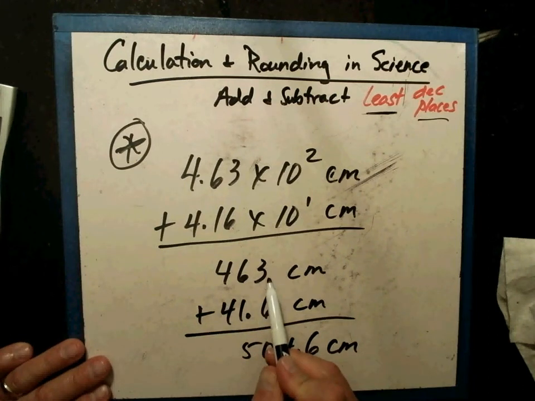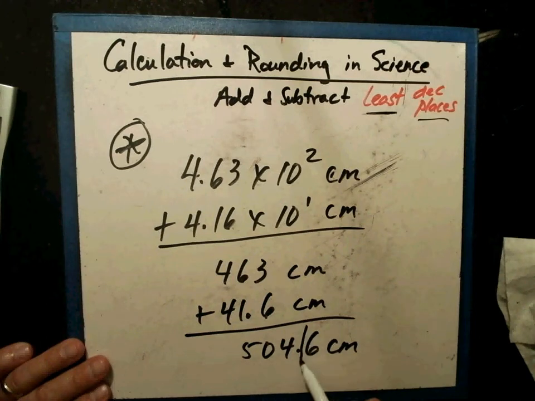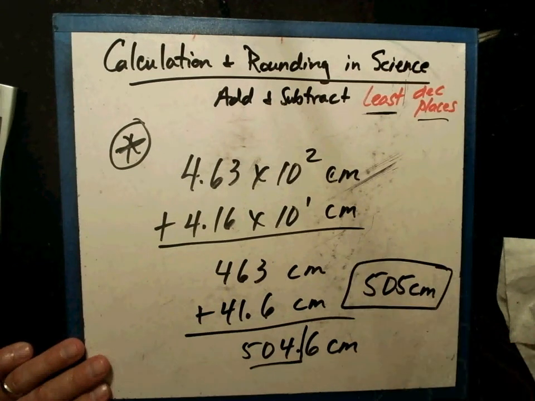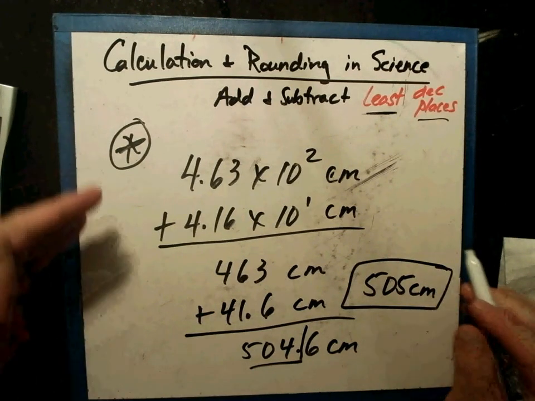How many places after the decimal? Well, the decimal is supposed to be there. There's no places. 1 decimal, 0 places. So I'm going to have to cut it off right there. Does the 6 make it round? Yep, 505 centimeters is the exact answer.